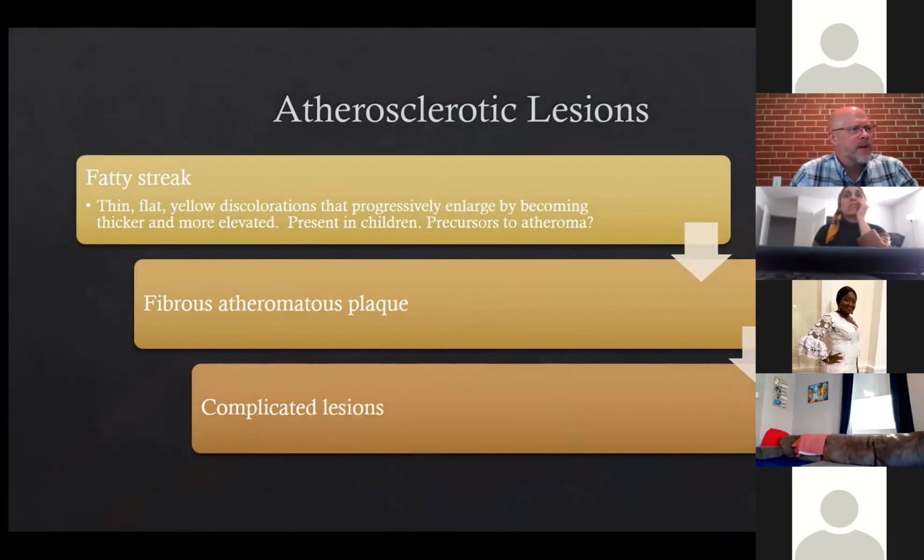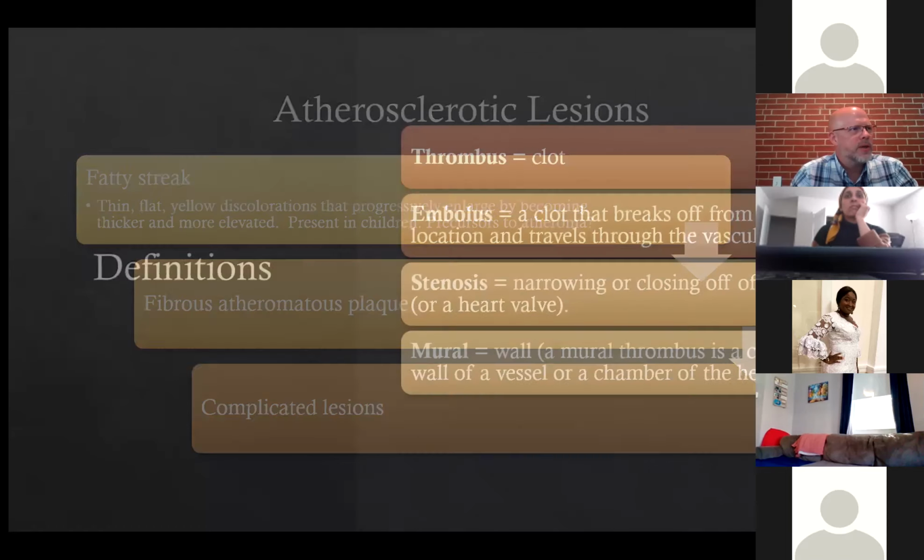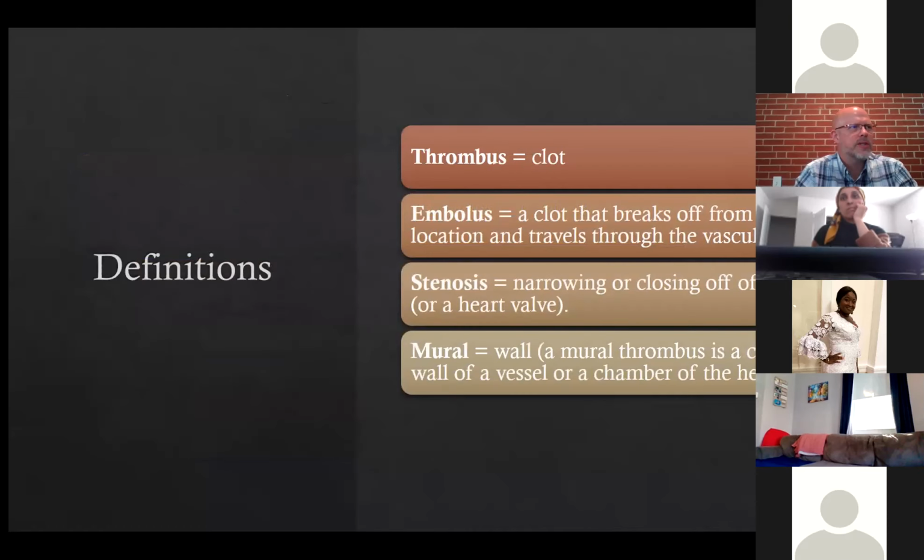This is PathoPharm review for you. I'm not going to get into it. Some definitions you do need to know. Thrombus is a clot. Usually during an MI, there's some type of clot formed around that plaque rupture. An embolus is a clot that has broken off from its original location. So a DVT could become a pulmonary embolus.